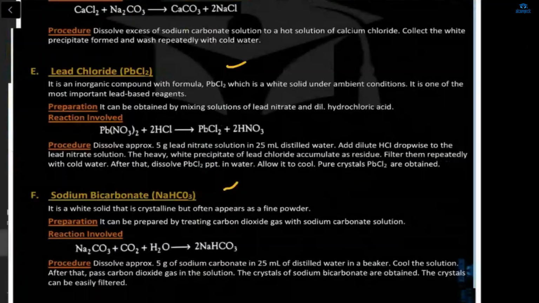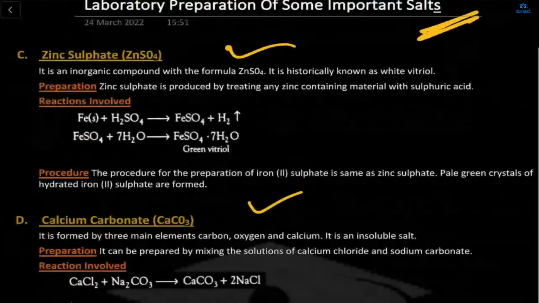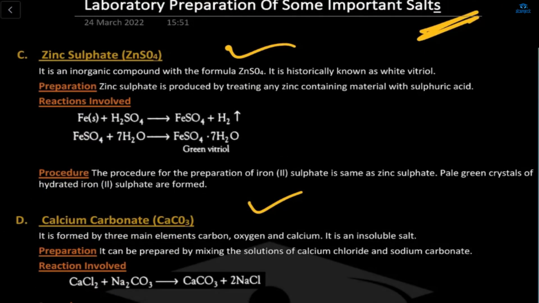Okay, next is zinc sulfate. So how to prepare zinc sulfate? Zinc sulfate is known as white vitriol. Copper sulfate is known as blue vitriol. Zinc sulfate is known as white vitriol. And how to prepare zinc sulfate? We have to treat any zinc material with sulfuric acid. If we treat any zinc with sulfuric acid, which is H2SO4, we will get zinc sulfate.